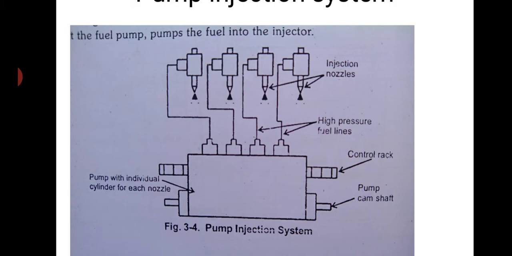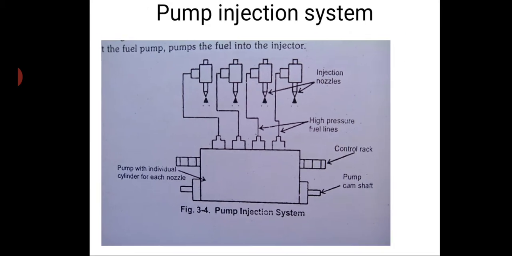There is a control rack, and then you can see the high pressure fuel lines. High pressure fuel lines are basically steel pipes, auto-frettaged steel pipes. They are connected to the injection nozzle, and these injection nozzles are mounted on each cylinder head, so that they supply the fuel inside the cylinder. This pump injection system is very common and used extensively in your trucks, buses and diesel cars.